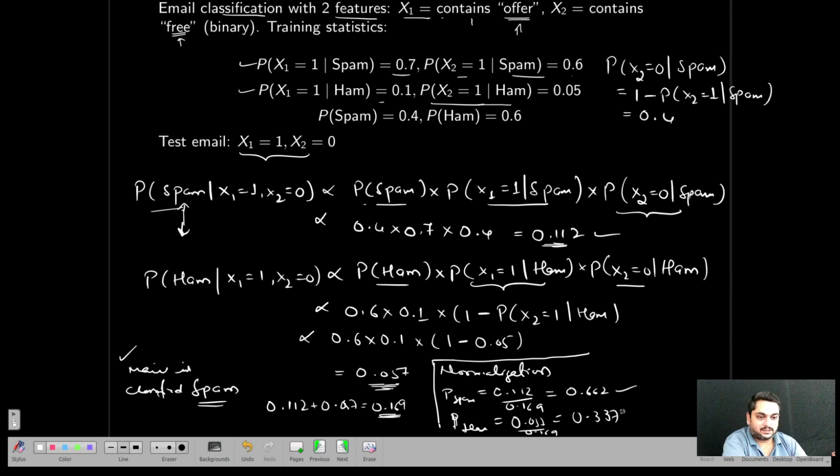Still, the result remains the same. I can still classify it as spam because this is the highest score or highest probability. So if I normalize also, I'll get the same result. But now if you add them, I'll get 1. So that is more theoretically correct. That's the concept of normalization of probabilities.